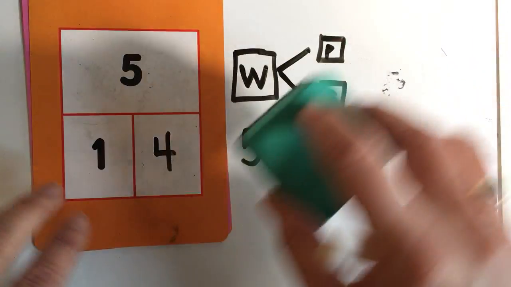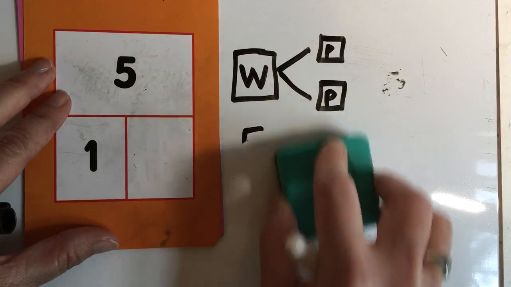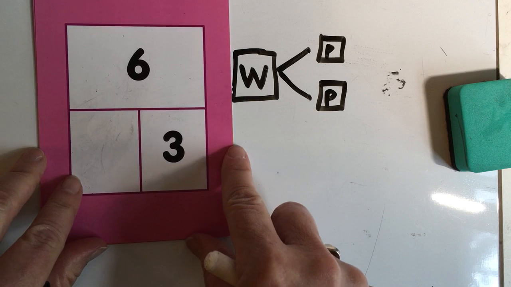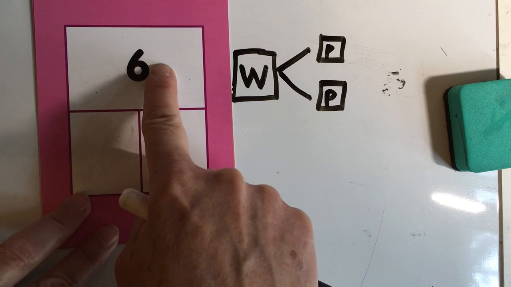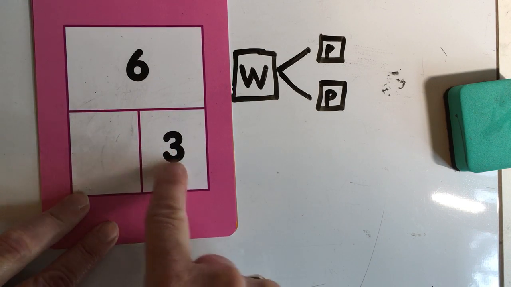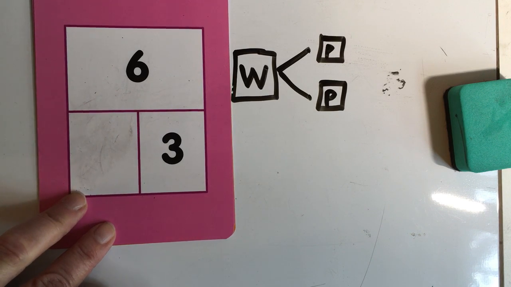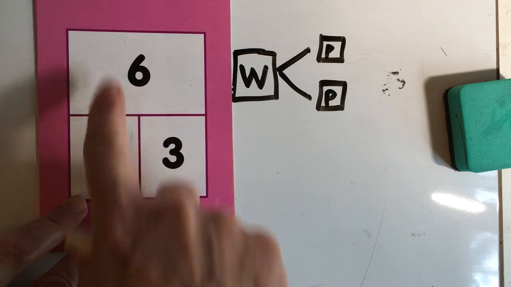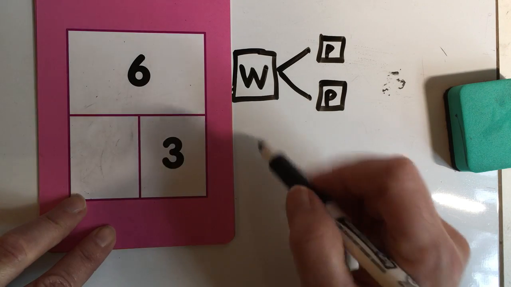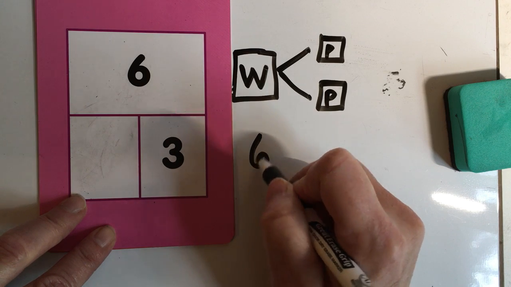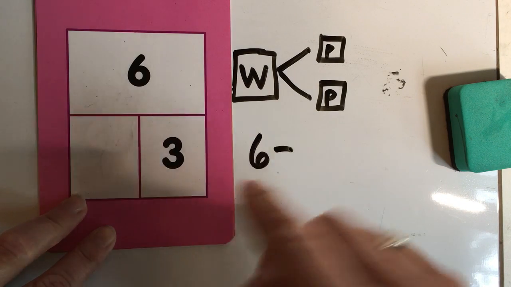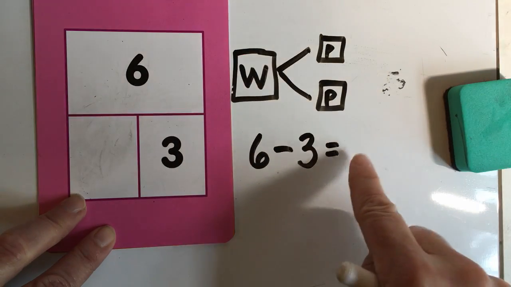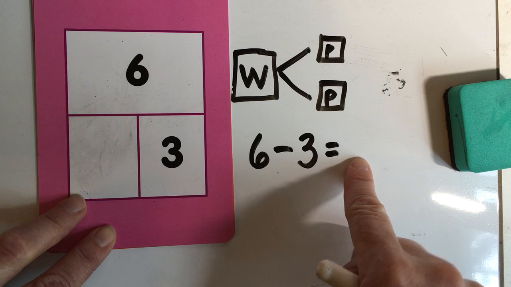Okay, let's look at another one and see if you can tell me what math sentence I should write to solve it. Okay, I see I've got a whole and I've got one part, but I'm missing another part. So what kind of math am I going to use? Yeah, subtraction. When I know the whole, I'm going to use subtraction. So I'm going to start with my number 6, my big number. Good. And what am I going to subtract? Yep. And that's going to be my answer right there.